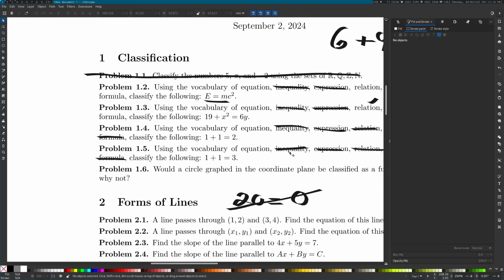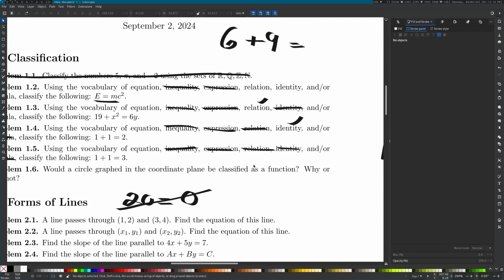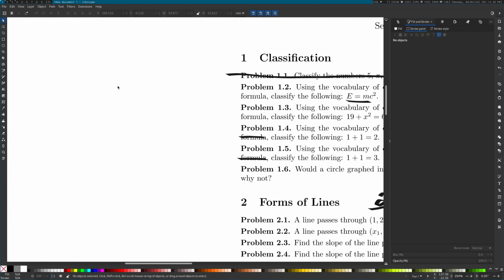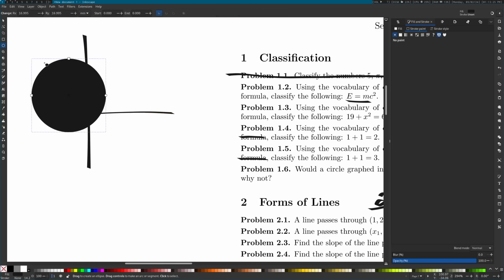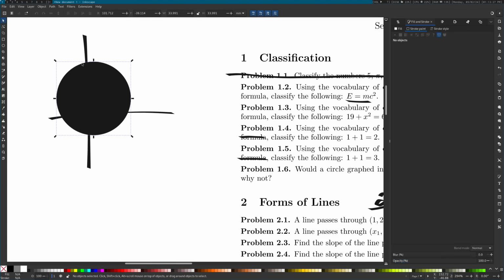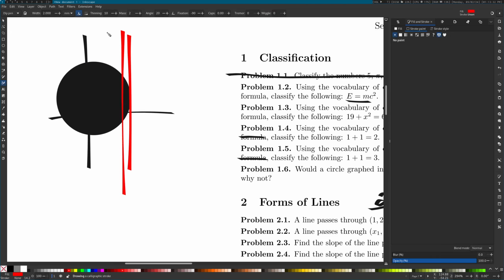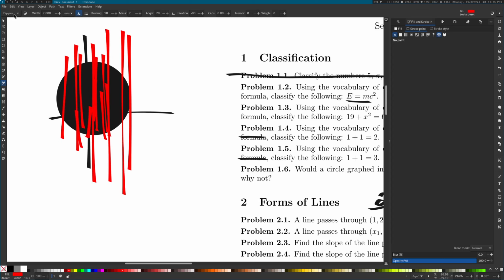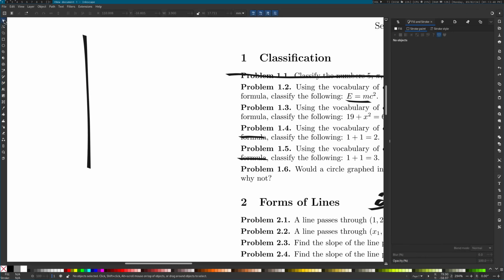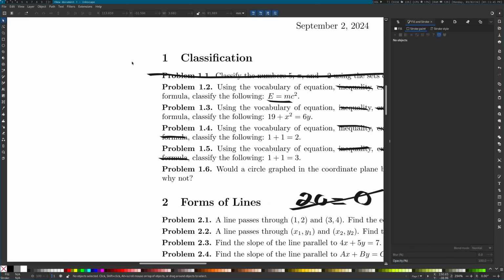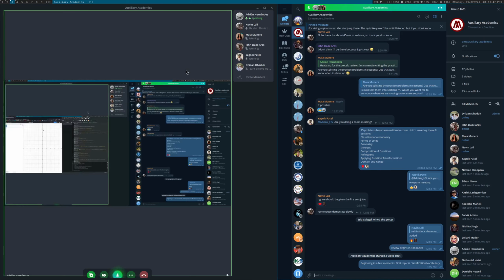Okay. Now for the last one. Would a circle graphed be classified as a function? Why or why not? No, because it fails the vertical line test. We could write infinitely many lines that it fails the line test. So no, this is definitely not a function. Any point on the circle has an intersection at least twice, except for the edge. Okay, we're done with classification.